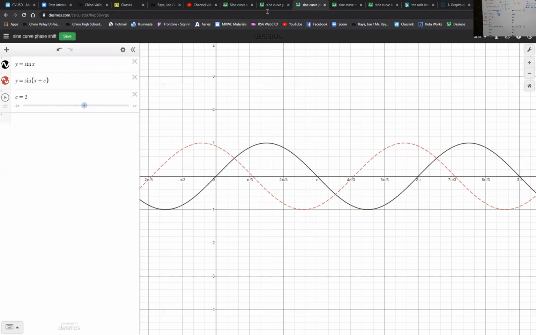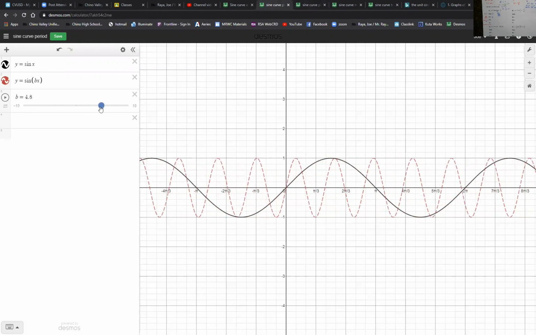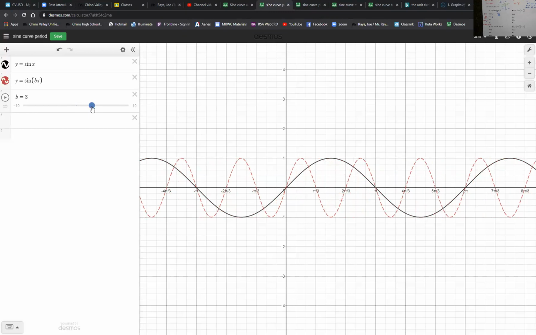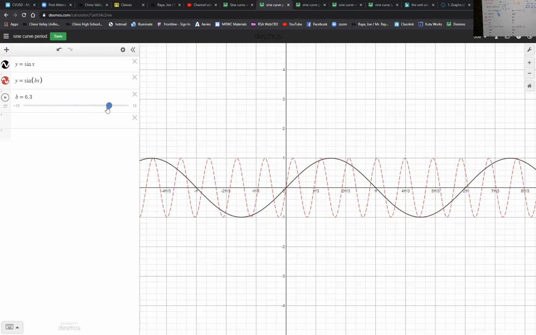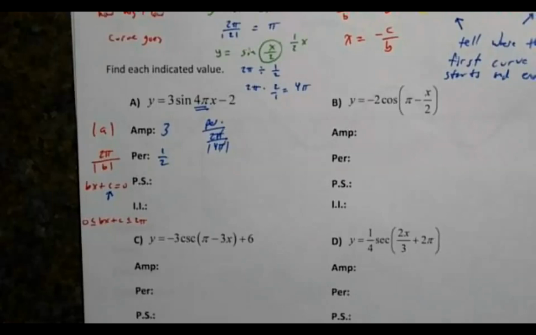If I go to one of my other graphs, notice here in bx, the C is missing. Now as I play with B, all that curve does is stretch or shrink. That's it. It's starting at the same point. It does not shift left or right. It just stretches or shrinks. So there is no phase shift. If the C term is missing, there's no phase shift because C is 0.